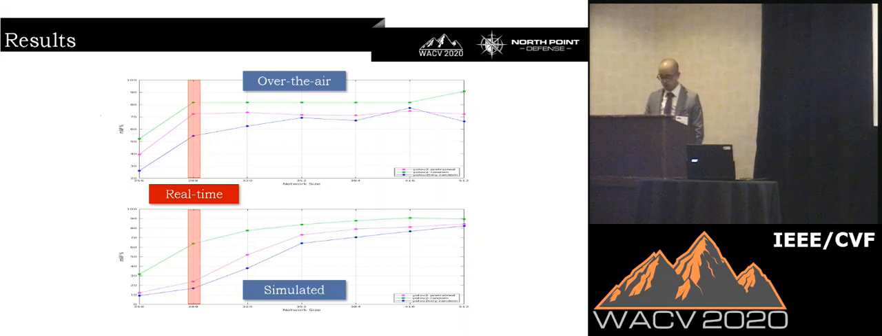Finally, here's a summary of our mAP results. Over-the-air tests were done over 2 miles away, and we were able to achieve real-time performance at over 81% mAP at image size of 288.